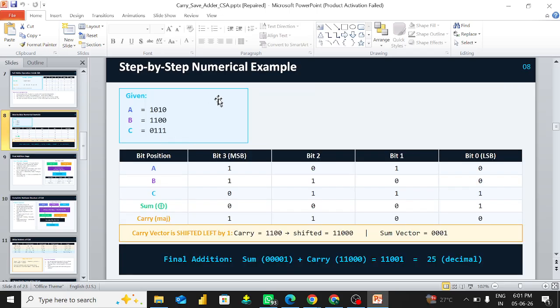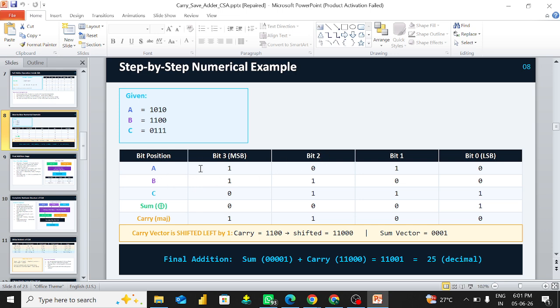Coming to a numerical example. Now we have A input as 4 bits, 1010, B as 1100, and C equal to 0111. So what is the answer we are going to get? First we need to calculate, put an adder for each particular bit: one adder for A0, B0, C0, and also for A2, B2, C2, A1, B1, C1, and A3, B3, C3. First we need to calculate that, right?